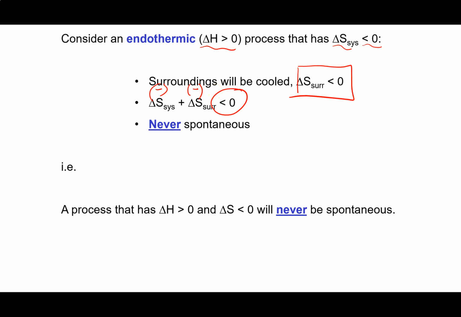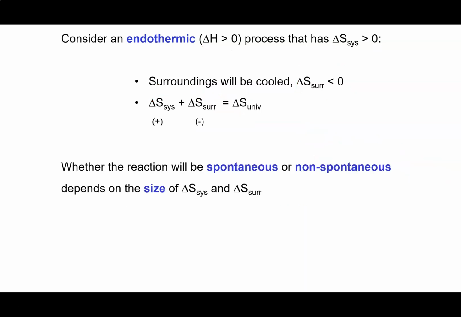So delta S of the universe will never be positive for this kind of system. So if delta H is greater than 0 and delta S is less than 0, what we know is that the system will never be spontaneous regardless of the conditions. Okay, so we've got two more possibilities to look at.